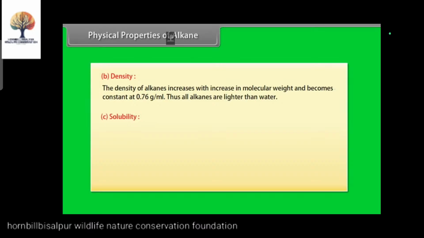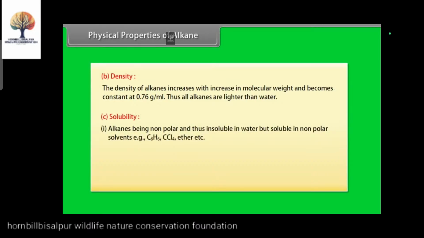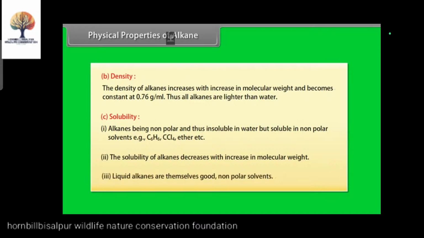C. Solubility. Number 1. Alkanes, being non-polar, are insoluble in water but soluble in non-polar solvents, for example C6H6, CCl4, ether, etc. Number 2. The solubility of alkanes decreases with increase in molecular weight. Number 3. Liquid alkanes are themselves good non-polar solvents.